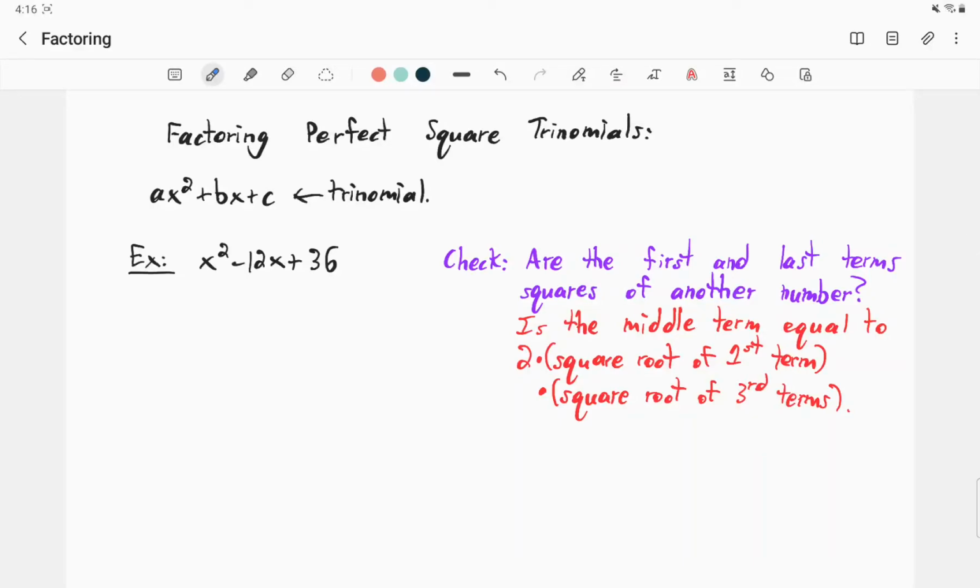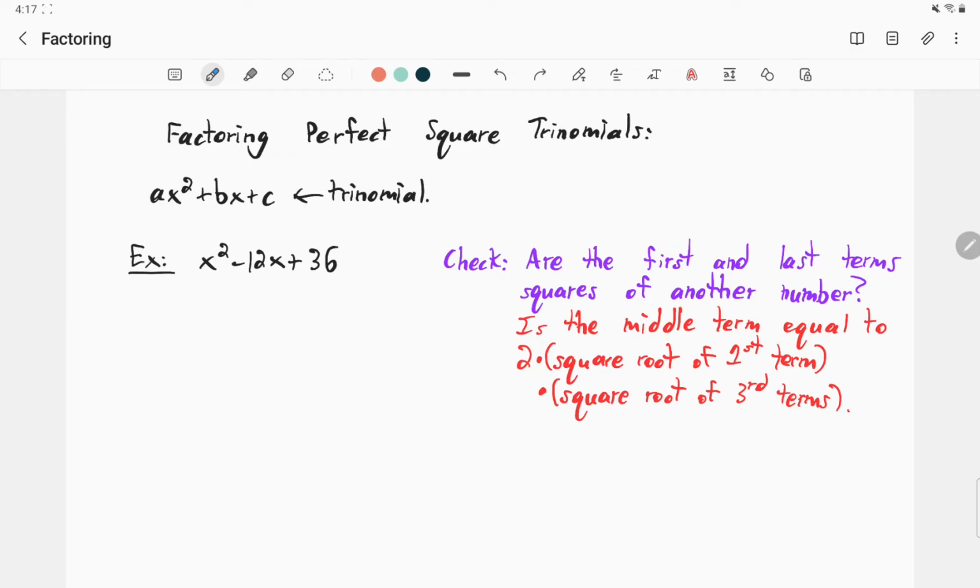Hello everyone. So today we're going to do a video on how to factor something called perfect square trinomials. We're going to continue all our videos on factoring quadratics. So a trinomial is a quadratic. It's got three terms: ax squared plus bx plus c. That's a general trinomial. I have it written down right here. So keep that in mind.